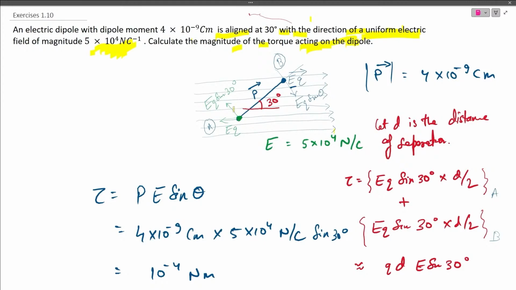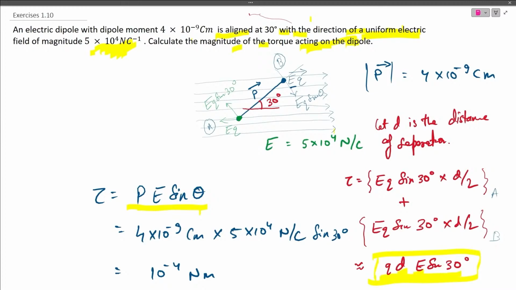Now taking component perpendicular to the electric dipole axis, we will get EQ sin 30 degree on both the sides for both the charges. Now calculating the net torque, we will see that it equals QD times E sin 30 degree, where E is the magnitude of electric field, that is uniform, D is the distance of separation between the charges, and Q is the magnitude of charge. So this is going to be the magnitude of torque, which can be represented by PE sin theta, where P is the electric dipole moment. Now QD represents the electric dipole moment, so we can write torque as PE sin theta.